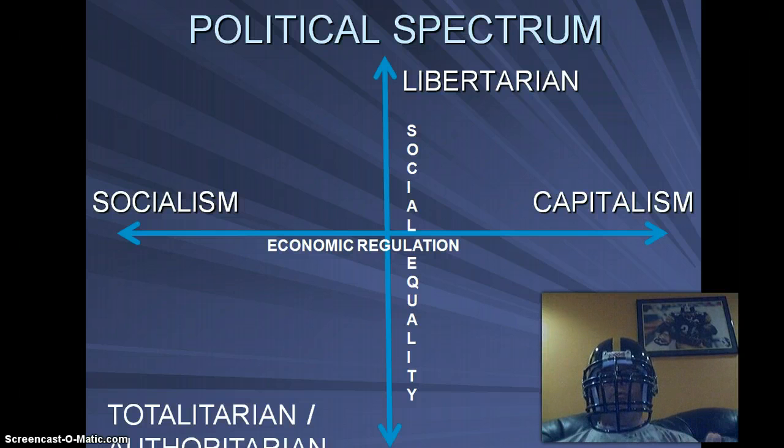So we're going to have a left and right spectrum for control and regulation of the economy, and we're going to have a vertical axis there that's going to deal with social equality. So let's look at social equality first. Up there at the top, you see libertarian. Let's explain libertarian very briefly.